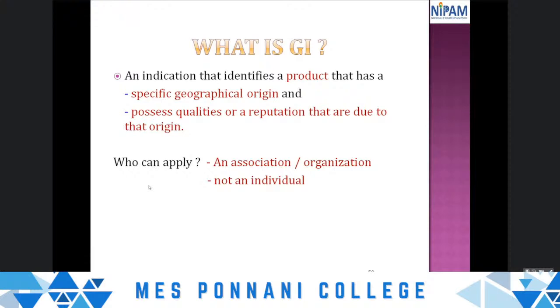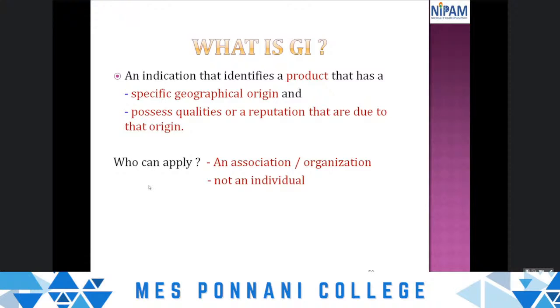However, in this case, only an association of the producers of that product or an organization that has been formed to cater to the interests of the producers can apply, not an individual. This is logical, right? Because a GI tag is often conferred to products that are uniquely associated with a particular geographical location. For example, I'll give you an example.